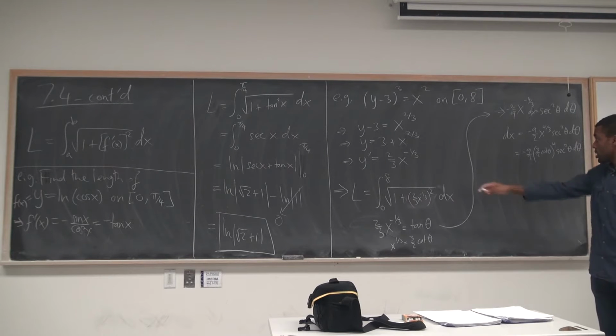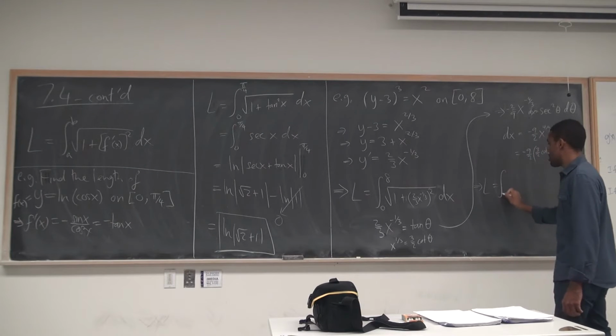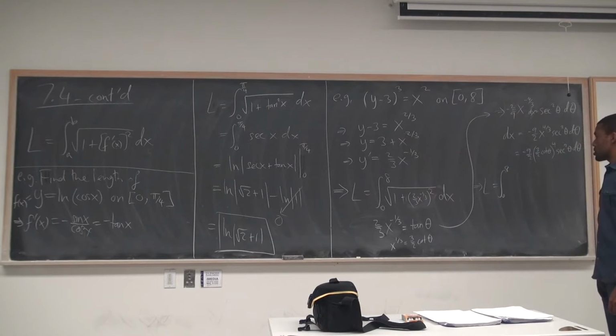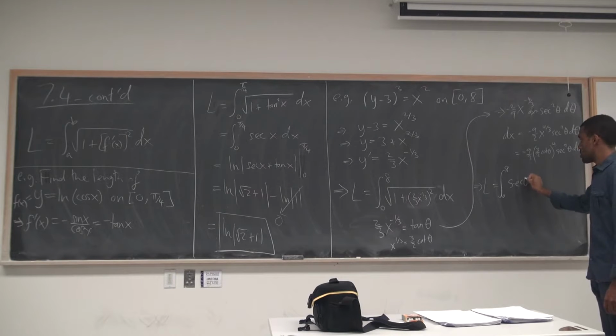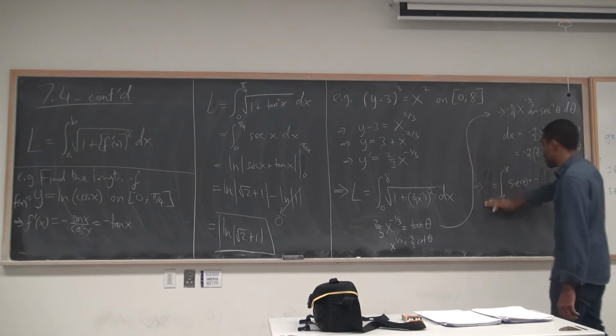Well, let's see. If we plug that in, what would we get? So ultimately, this means that L would be equal to what? 0 to 8. What would this guy be? That would just be a secant times minus 9 times 3 over 2. But what about the fourth power? This is to the fourth power. Yeah. So let's just take that constant out.